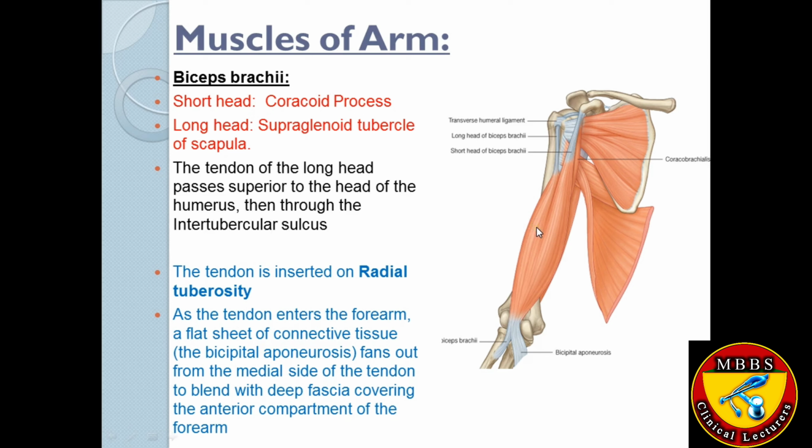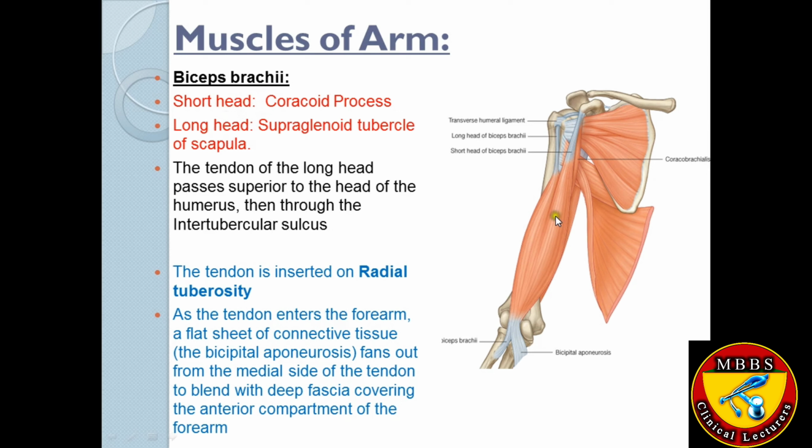The second important muscle is biceps brachii. This is a very common muscle. You do biceps exercise, right? So this muscle is forming the main bulk of the arm. Biceps. Bi means two. So it actually has two heads of origin. Biceps brachii has two heads of origin: a short head and a long head.